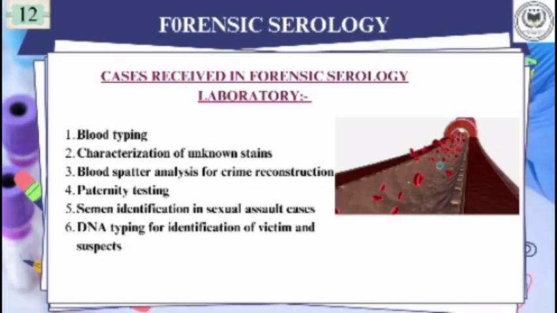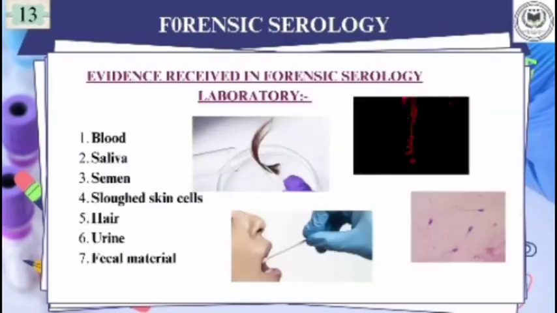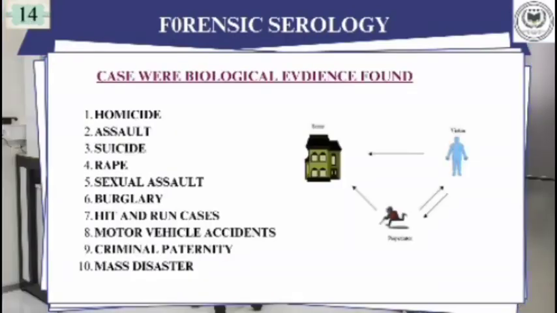Cases received in the forensic serology division of the laboratory are blood typing cases, characterization of unknown stains, blood spatter analysis for crime reconstruction, paternity testing, semen identification in sexual assault cases, and DNA typing for identification of victim and suspect. The evidence received in the forensic serology division includes blood, saliva, semen, sloughed skin cells, hair, urine, and fecal material. The cases where such biological evidence is recovered from crime scenes are homicide, assault, suicide, rape, sexual assault cases, burglary, hit and run cases, motor vehicle accidents, criminal paternity, and mass disaster.